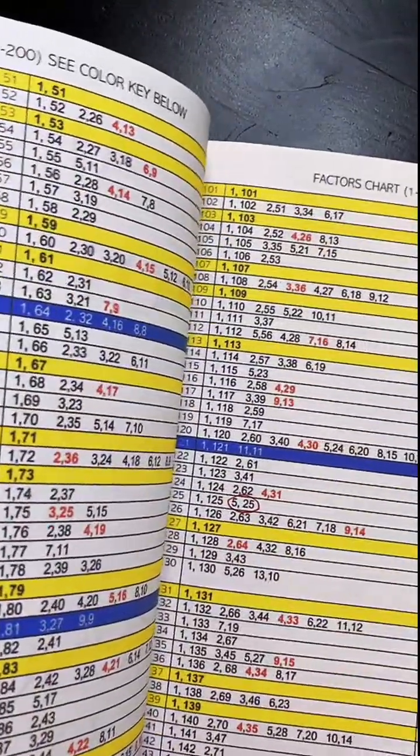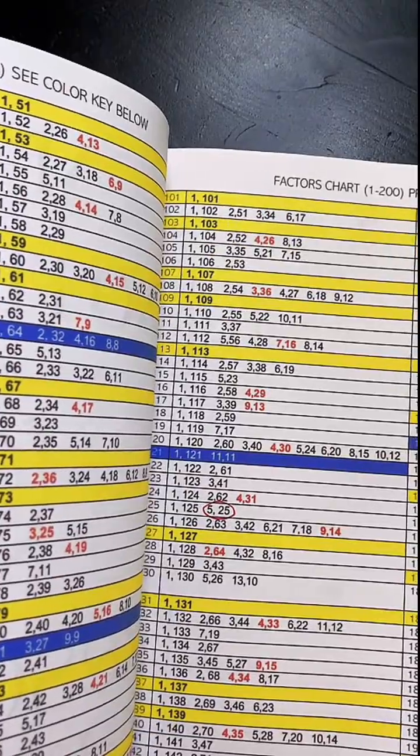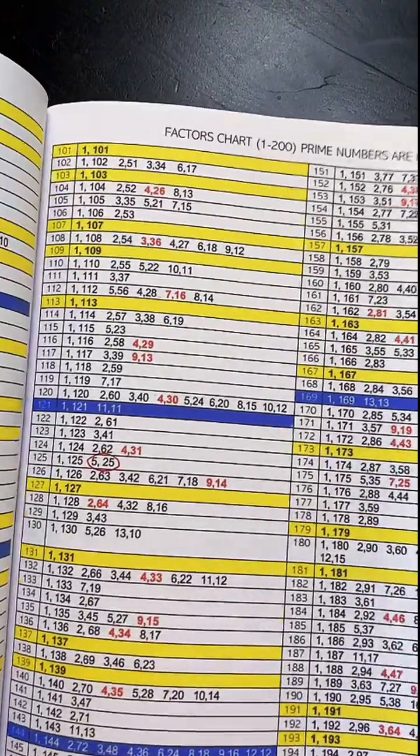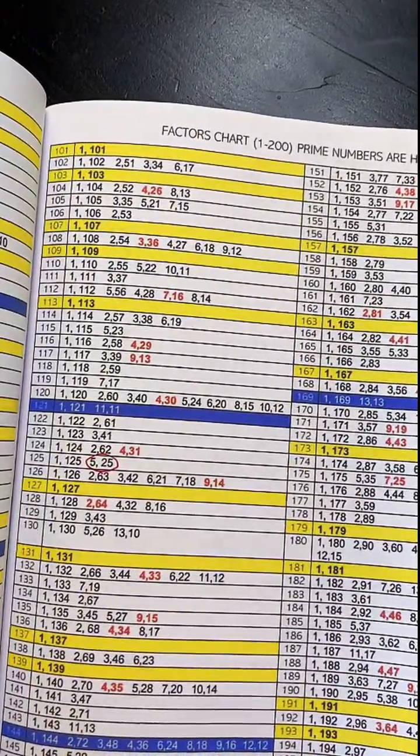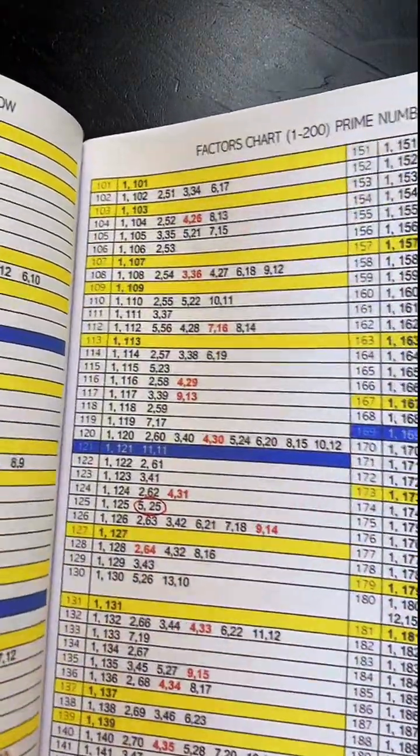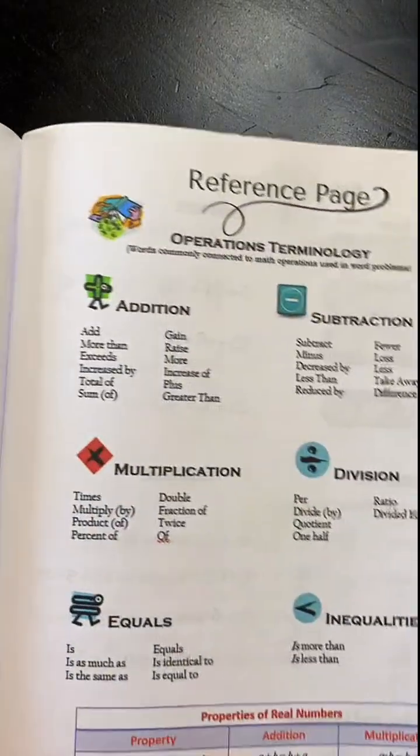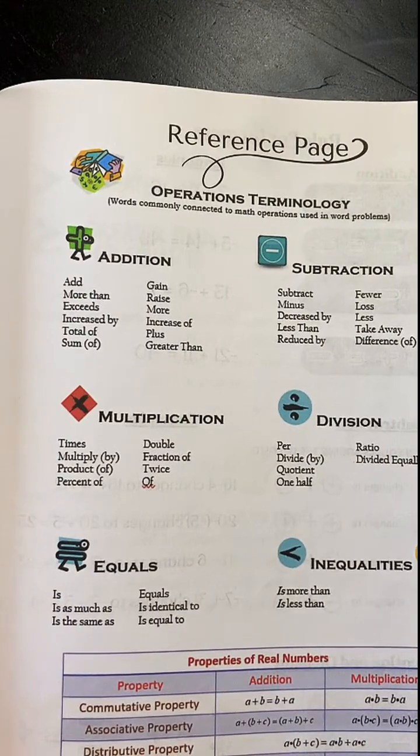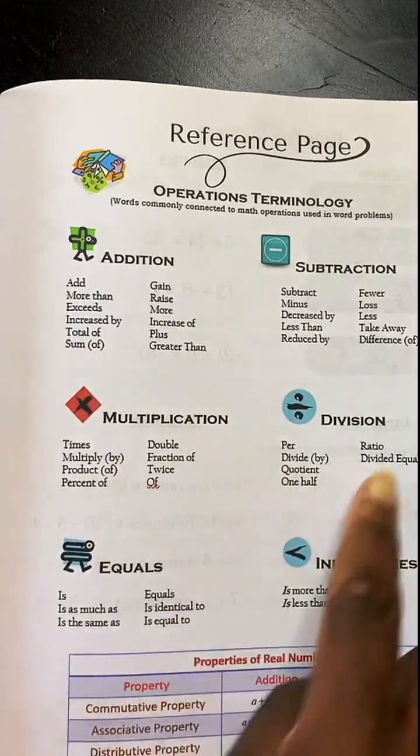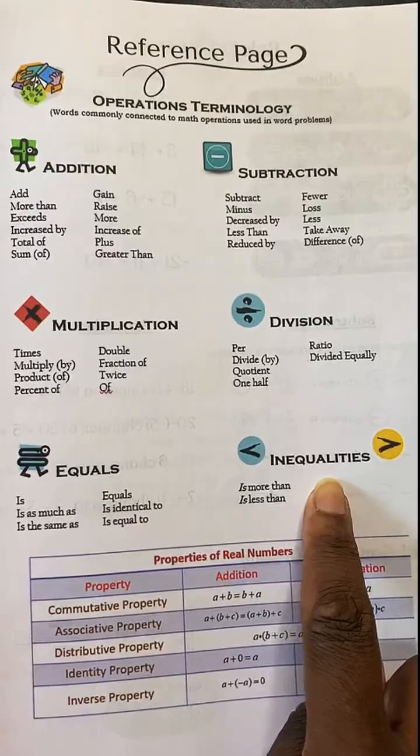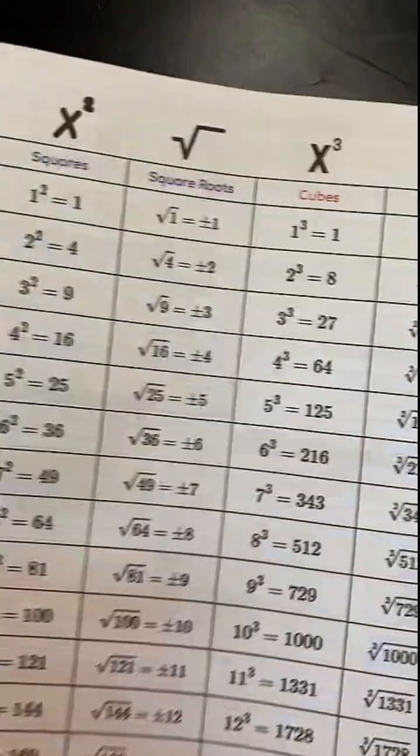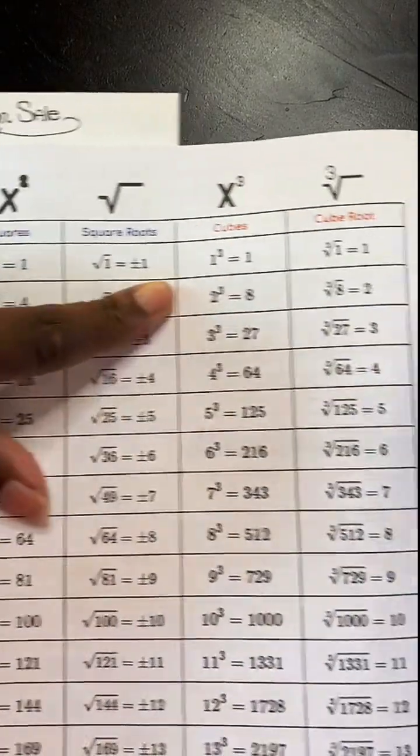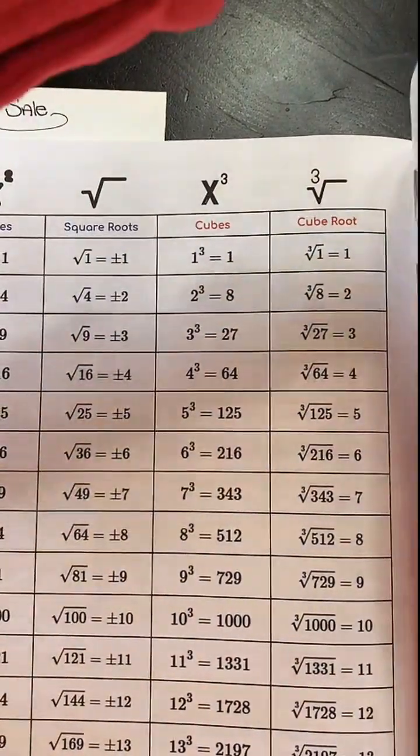So this gives you your factor sheet. Factors from 1 to 200 are completely listed here. It helps you break down radicals, square roots, and factors. Then it gives you the most popular terminology used for whatever operation: adding, subtracting, multiplying, dividing, equals, as well as inequalities. It gives you the list of your perfects: perfect squares, square roots, cubes, and cube roots.